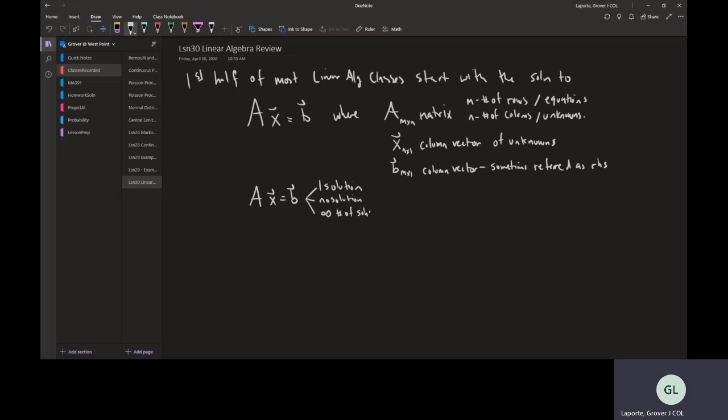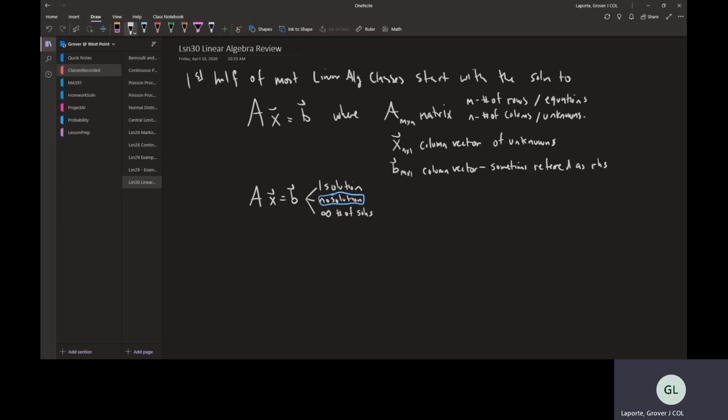So the one that we're going to concentrate on today is the no solution. So let me go ahead and highlight that one. This is the one that we're going to talk about once we get to linear regression, when we have too many equations and not enough unknowns.